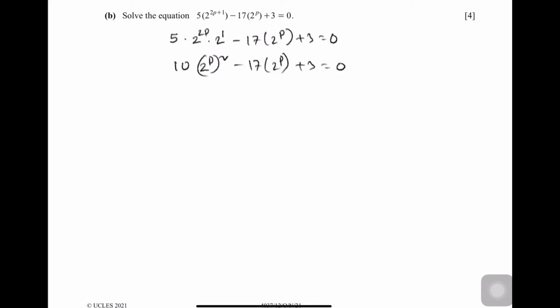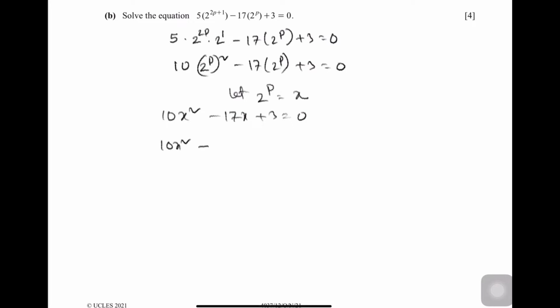Now part (b). We can write 2 to the power 2p into 2 to the power 1, minus 17 2 to the power p, plus 3 equals 0. So we can write 10 (2 to the power p) whole squared minus 17 (2 to the power p) plus 3 equals 0. Let us substitute. Let 2 to the power p equals x. We can write that 10x squared minus 17x plus 3 equals 0. Now we can do factorization.